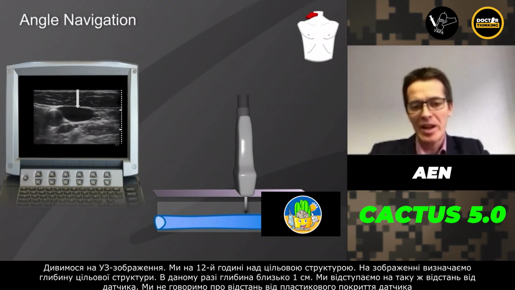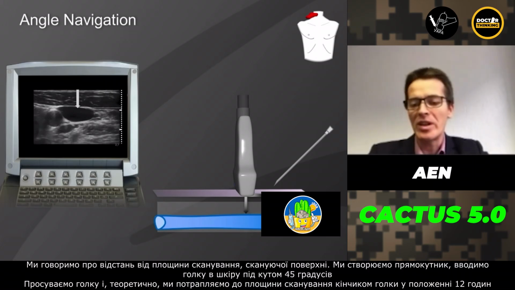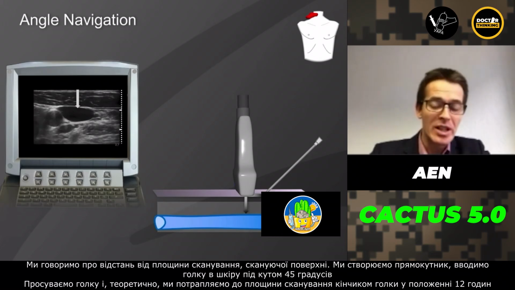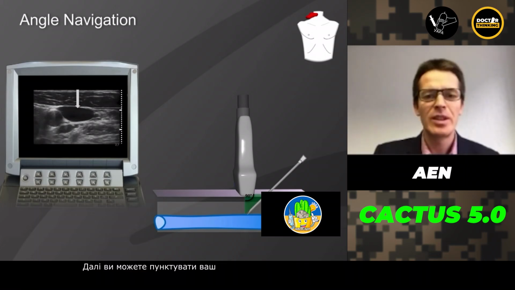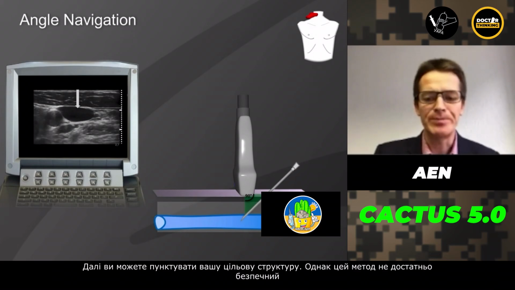So we take this depth, which is roughly 1 centimeter in this case, and we take the same distance away from the probe. We don't talk about distance from the plastic cover of the probe. We talk about the distance where the scanning plane actually sits on the footprint. By this, we create a rectangle, and then we penetrate the skin, use 45 degrees, and insert the needle. In theory, we get into the scanning plane with the needle tip just at the 12 o'clock position. And then you can puncture your target structure.